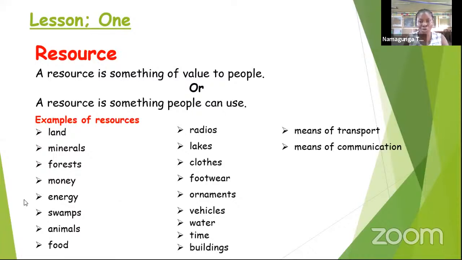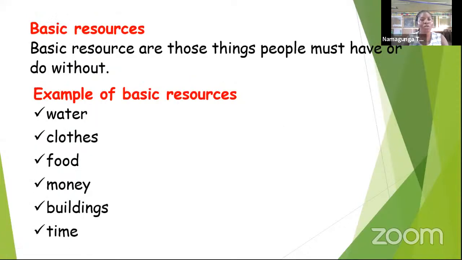So we are going to go to our activity after going through the examples of resource. We are going to first look at the basic resources. The resources are of two types. Now those basic resources are resources we cannot do without. There are some things, even if you want or you don't want, you cannot live without them.